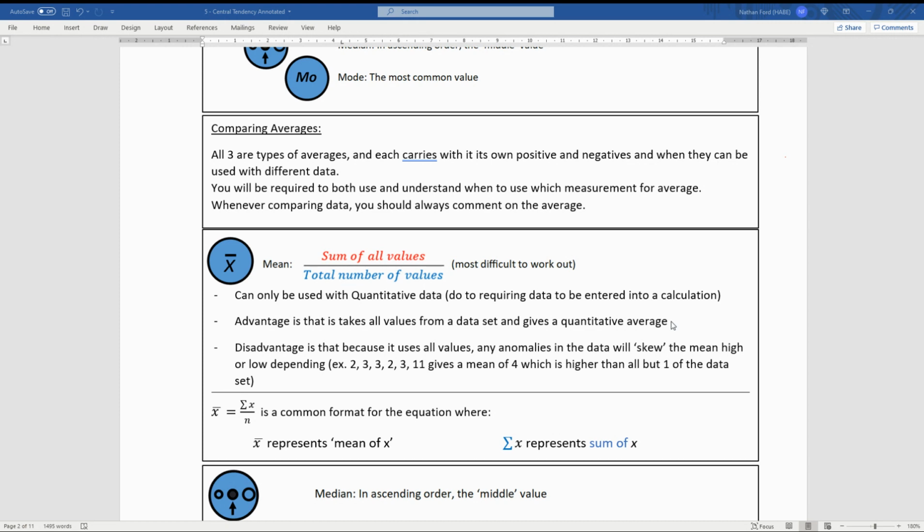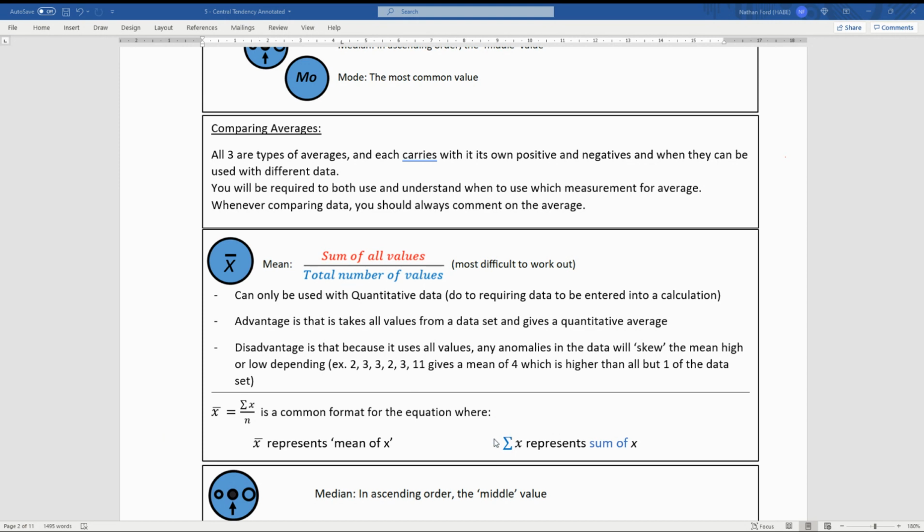We're going to talk about skewing in another video. So here's an example. If I had a bunch of results, 2, 3, 3, 2, 3, and 11, this actually gives us a mean of 4. But that's higher than almost all of your values, all but one. So that's not a good use of mean in this case because the 11 skews everyone else's results. This is also important for payroll. If you do payroll of a full company, you're going to have some people right at the top who will skew your results.